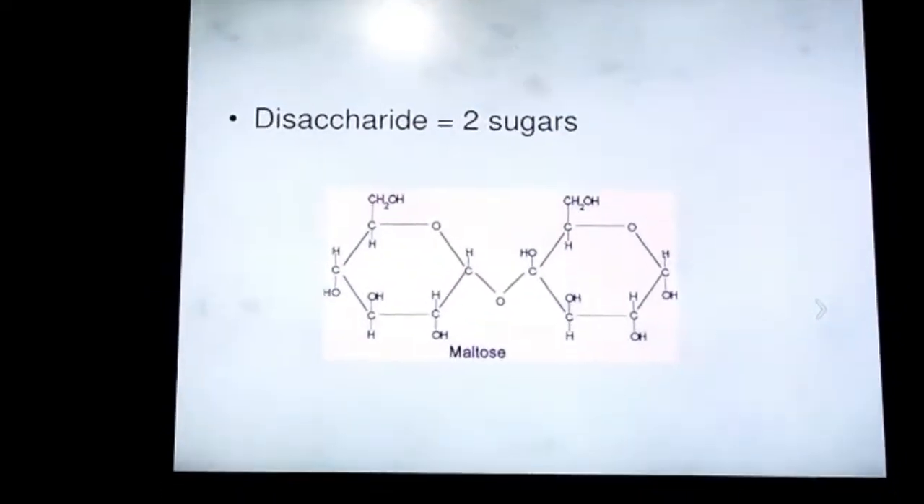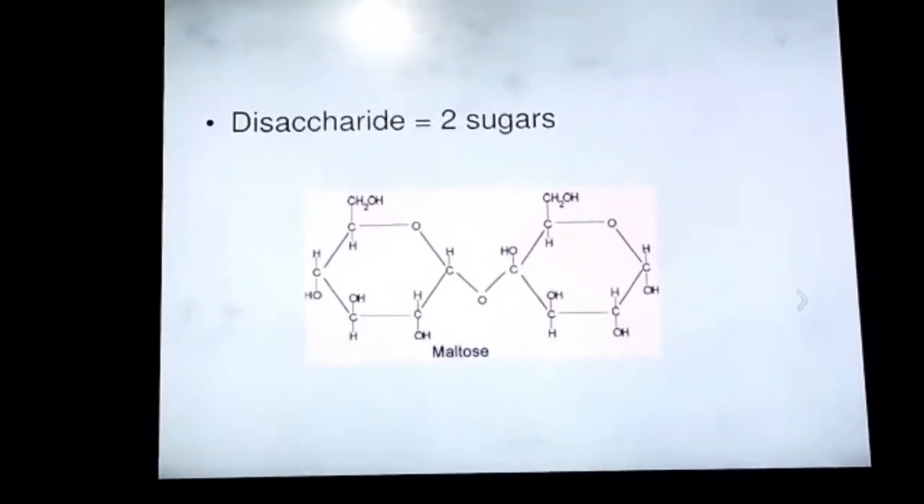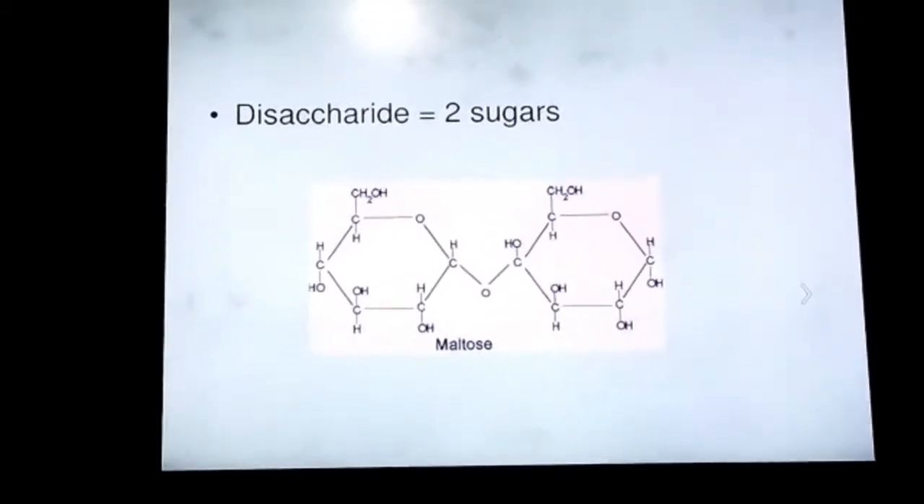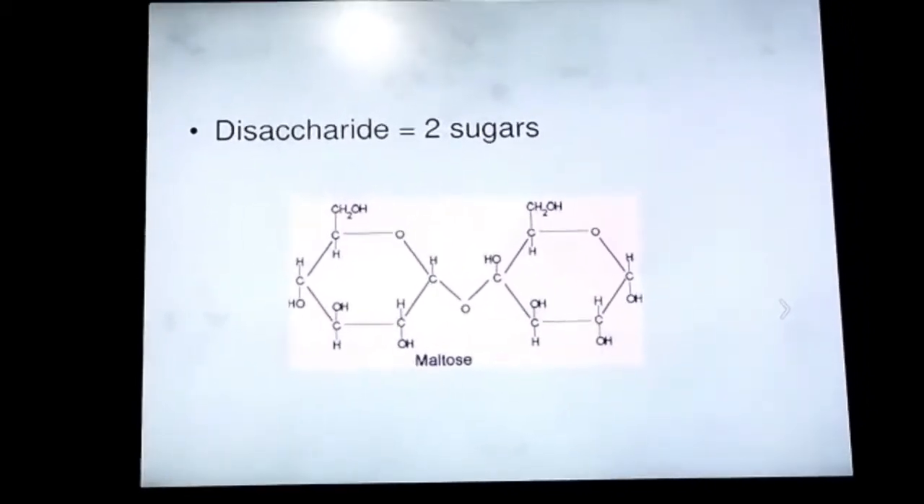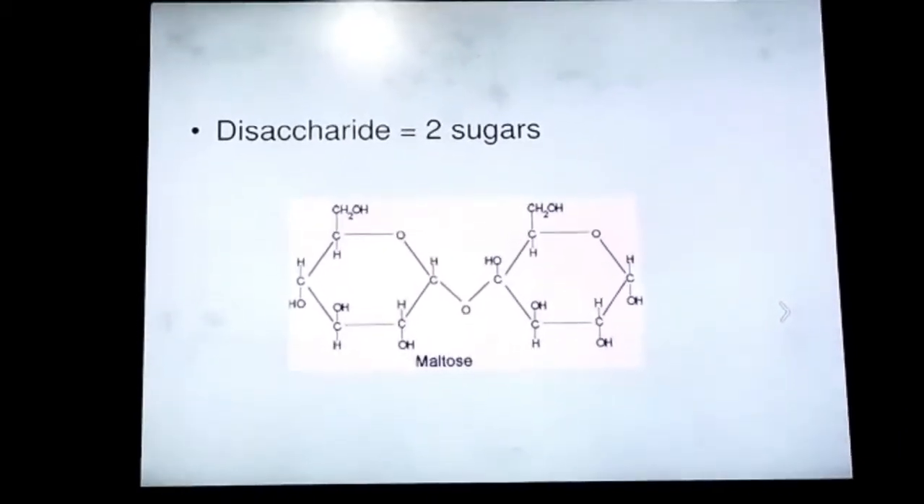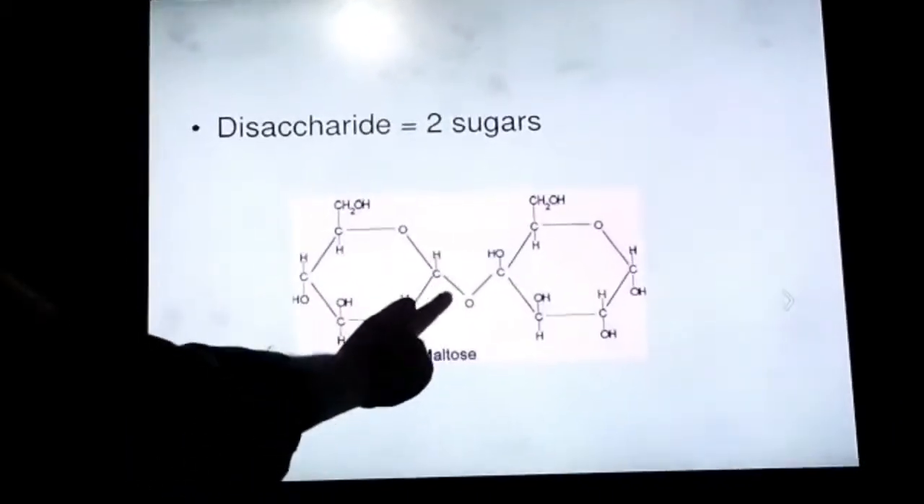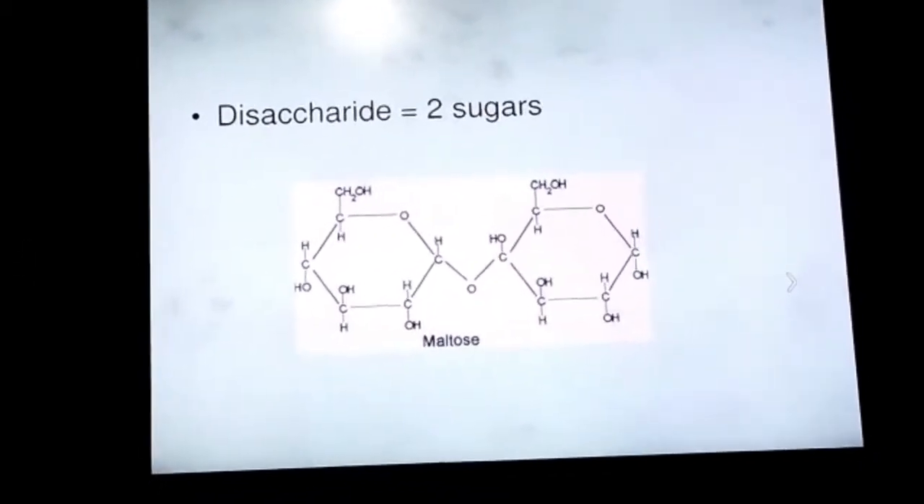The next is a disaccharide. Disaccharide means two monosaccharides combined together form a disaccharide. The example given below is maltose. Maltose is a disaccharide. You can see that the glycosidic bond, the carbon-oxygen-carbon bond, is present in maltose. So it is a disaccharide.